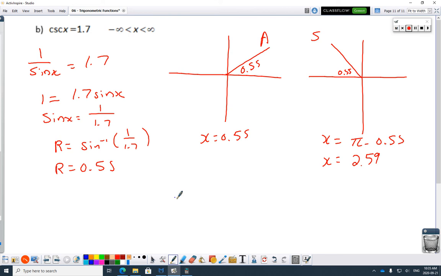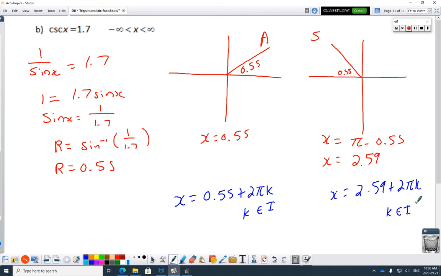And so my actual answer, because I want from negative infinity to infinity, is 0.55 plus 2 pi k, every 2 pi after that. There's lots more answers. And this one, 2.59 plus 2 pi k, every 2 pi after that. Got a little drowsy at the end. Any questions on that? Lots of those practice. So if you're like, yeah, I sort of got it, I believe there's lots of those practice in the homework for that. Final questions before I stop the video?